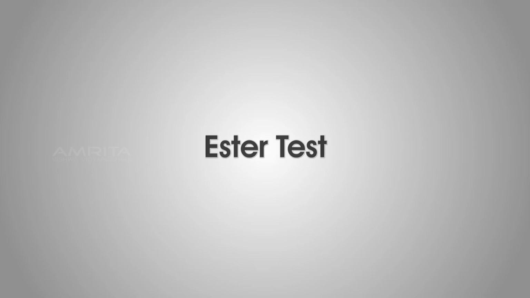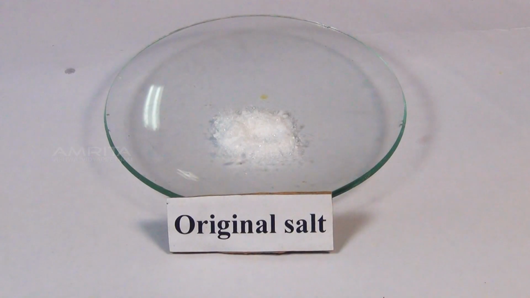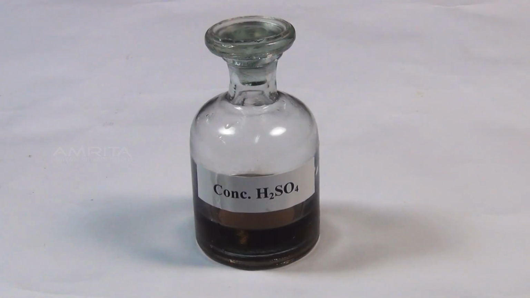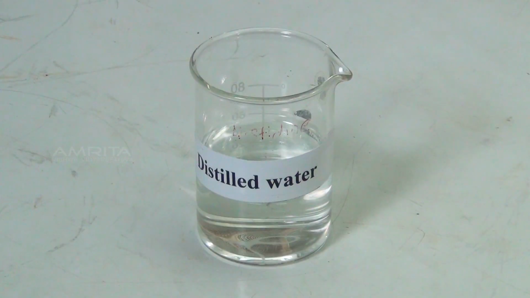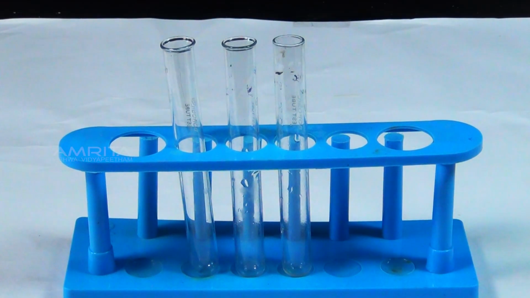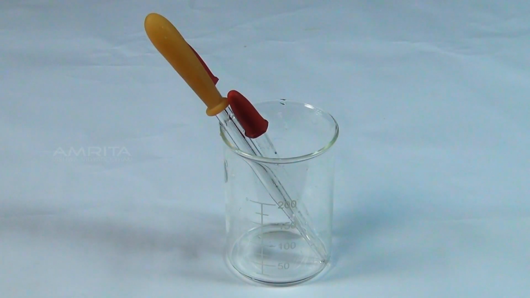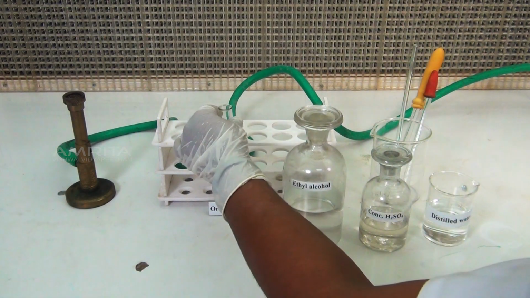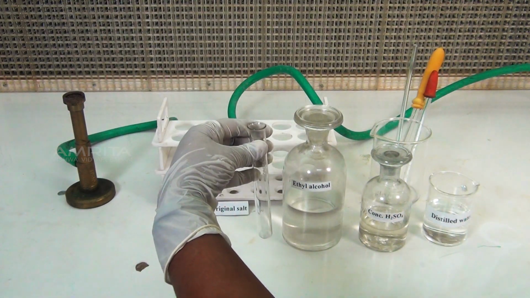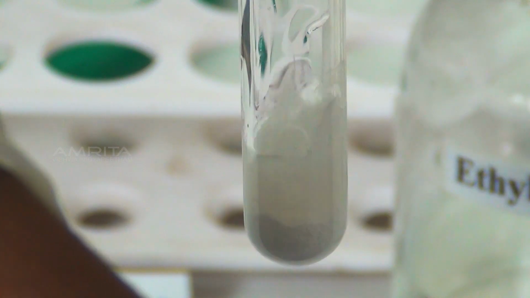Ester test. Materials required: original salt, concentrated sulfuric acid, ethyl alcohol, distilled water, test tube holder, glass rod, droppers and Bunsen burner. Procedure: take a small quantity of the salt in the test tube. To this, add a small volume of concentrated sulfuric acid using a dropper.